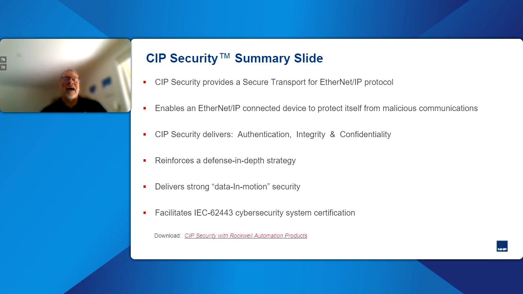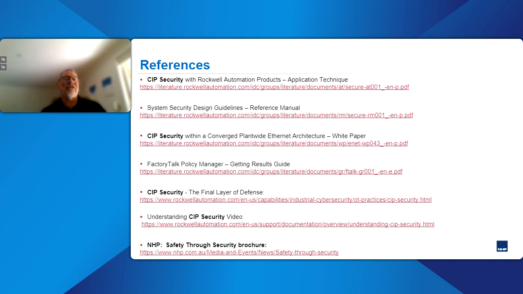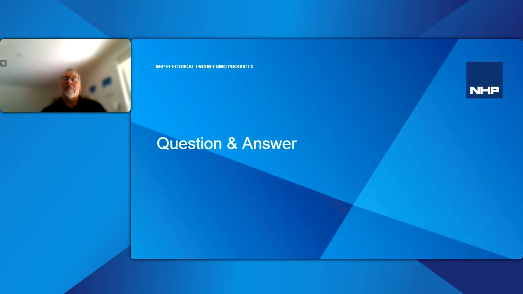Okay, so that was my last slide. There are some references here that you'll get when you get the presentation documents. This CIP Security with Rockwell Automation is a very good document. If you really want some in-depth information about it, way to go. Okay, back to you, Johan.